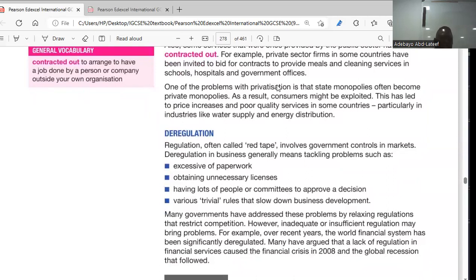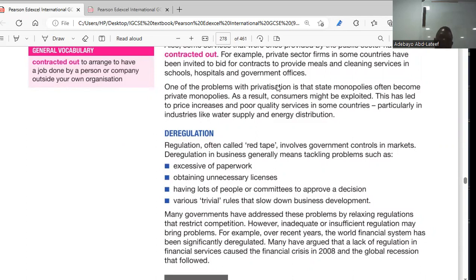What is deregulation? Reducing regulations, reducing laws. So when government reduces regulations, what happens? Here we said regulation, often called red tape, involves government controls on the market. Deregulation in business generally means tackling problems such as excessive paperwork. So government will reduce the documentation you have to bring before you are given the opportunity to start a business. Obtaining unnecessary licensing, government will reduce that. Having lots of people or committees to approve a decision, government will reduce that.